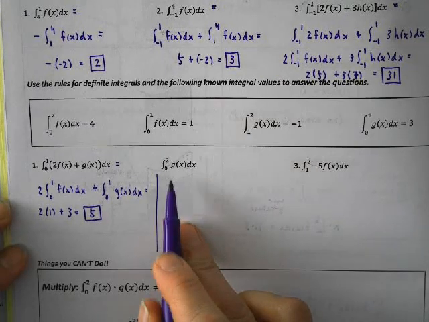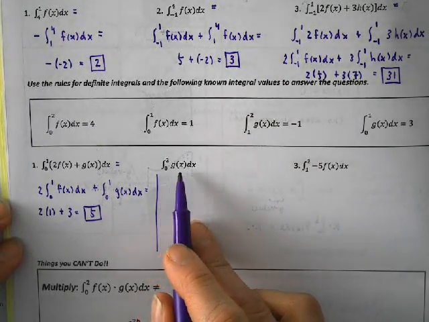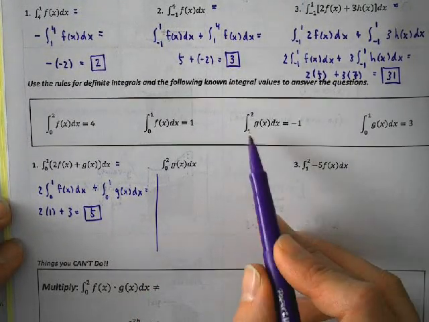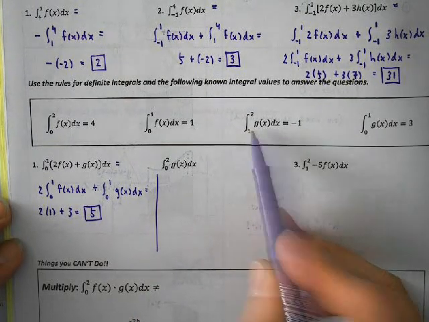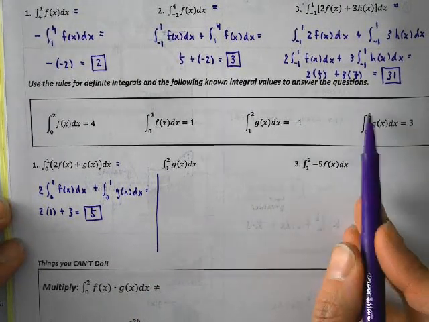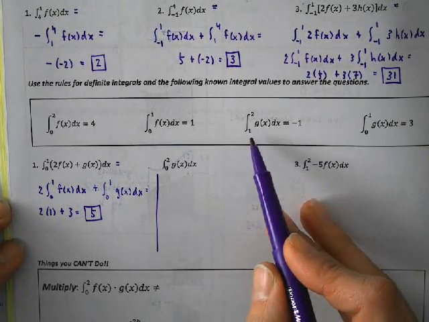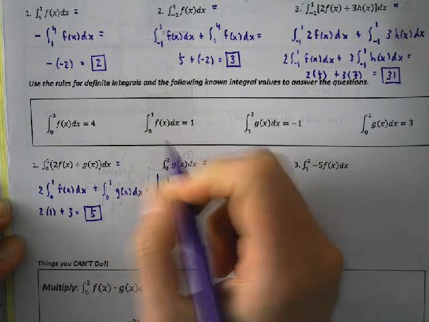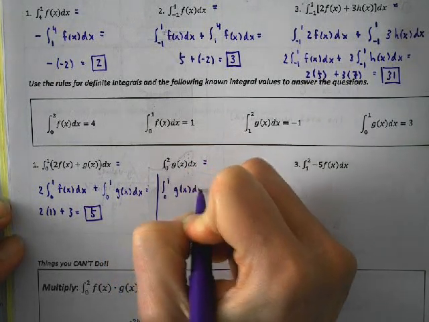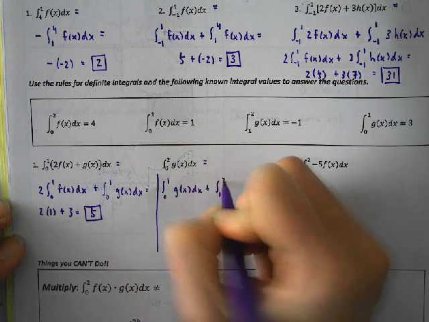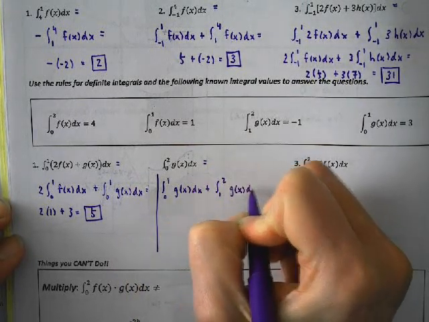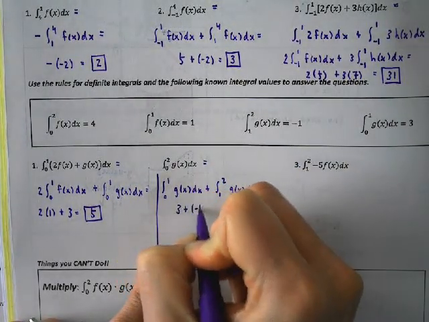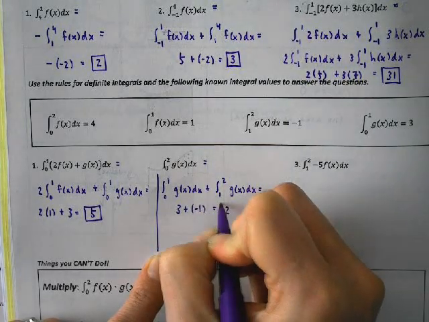All right, my next one is the integral from 0 to 2 of g of x dx. Now, if I'm looking at g of x here, I only know the integral from 1 to 2 and 0 to 1. But since these have, again, same upper and same lower, I know I can add those together. This is going to be the same as the integral from 0 to 1 plus the integral from 1 to 2. And I have both of those values. 3 plus a negative 1 gives me a positive 2.